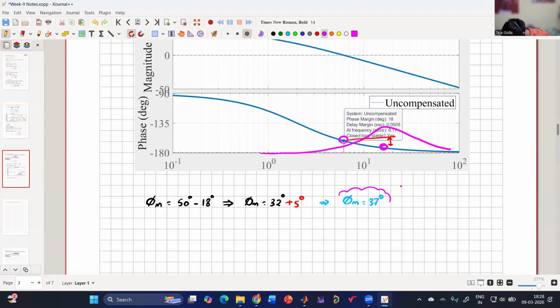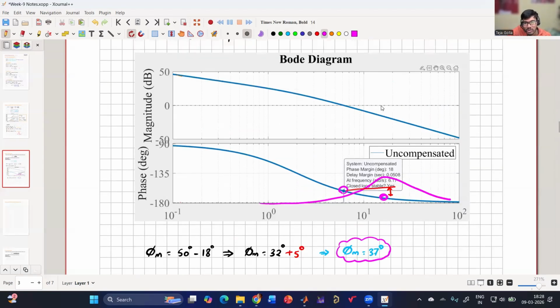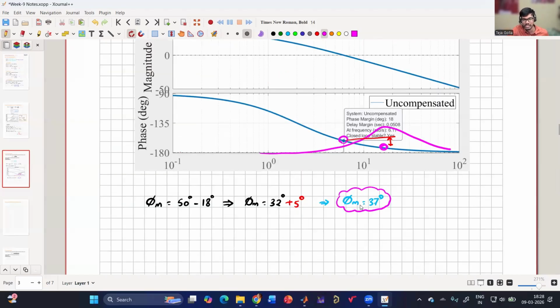Why have we done that? Because we are not exactly adding at this point of 18 degrees phase margin, because our gain crossover frequency will be somewhere on the right side. So there the phase that is needed will be less, right? Because for this 18, if I add 32, then it will give me 50 degrees phase margin. But my gain crossover frequency is not going to be here. It will be somewhere on the right side where I will be needing more additional phase. So the correction factor we have considered is 5 degrees, which will result in a phase margin of 37 degrees.